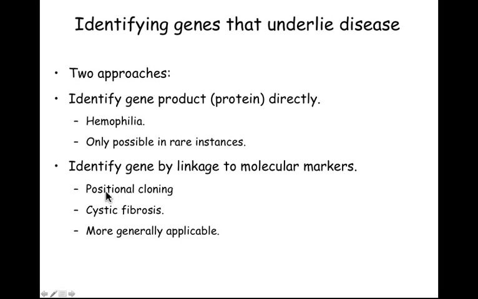And this is something called positional cloning, or map-based cloning, or chromosome walking. And this is nice because it's a much more general sort of technology. So as long as you can identify the phenotype, as long as you can observe the disease in a population, then you can identify the genes that underlie those diseases using this sort of a technique. So let's talk a little bit about the first approach.